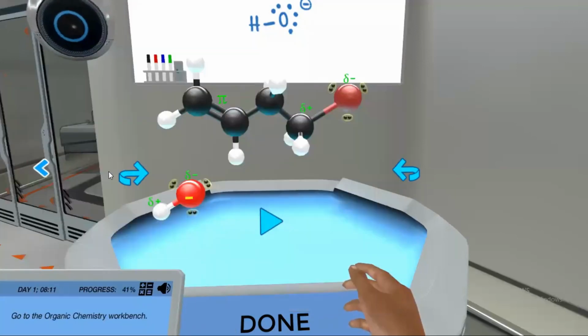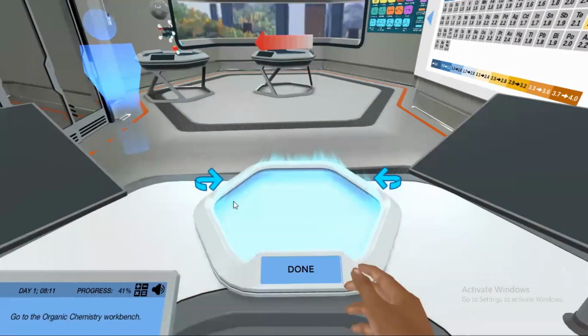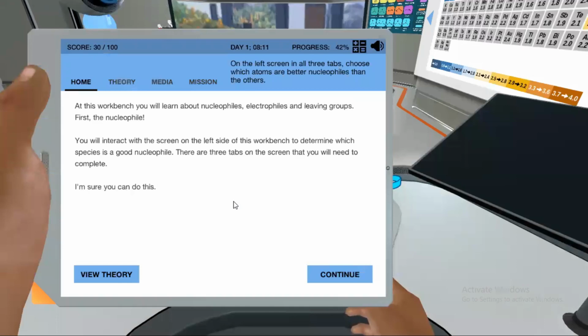Go to the organic chemistry workbench. At this workbench, you will learn about nucleophiles, electrophiles, and leaving groups. First, the nucleophile. You will interact with the screen on the left side of this workbench to determine which species is a good nucleophile. There are 3 tabs on the screen that you will need to complete. I'm sure you can do this.